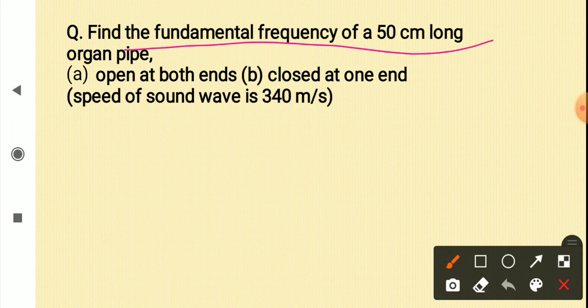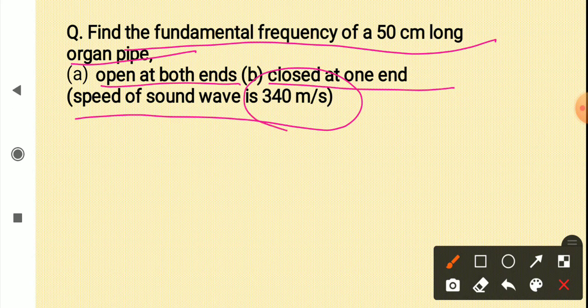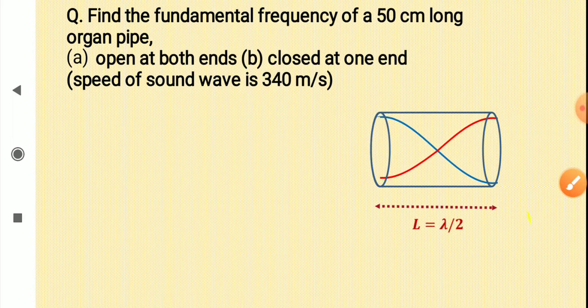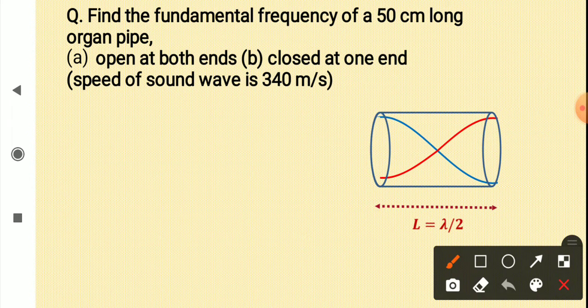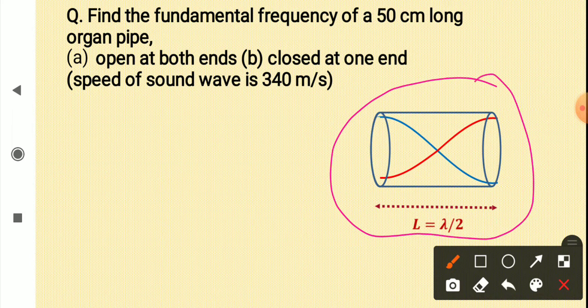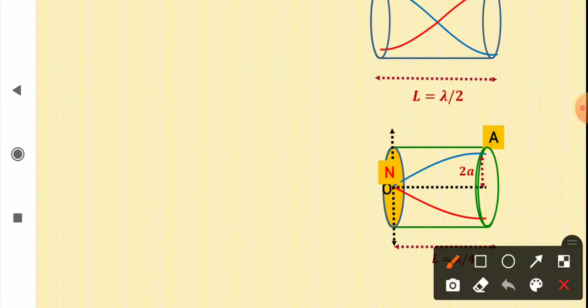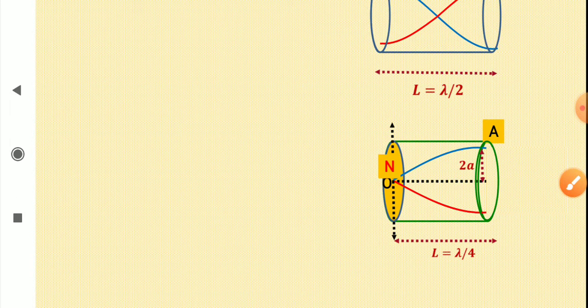And now one simple numerical based on this only. Find the fundamental frequency of a 50 centimeter long organ pipe open at both ends, closed at one end, when the speed of sound wave is 340 meter per second. So, यहाँ पर even if you don't remember the formulae, you can draw the diagram, and the minimum possibility here is antinode, and बीच में one node. So L is equal to lambda by 2, and for the second one, the minimum possibility is node, antinode, and L is equal to lambda by 4, right?